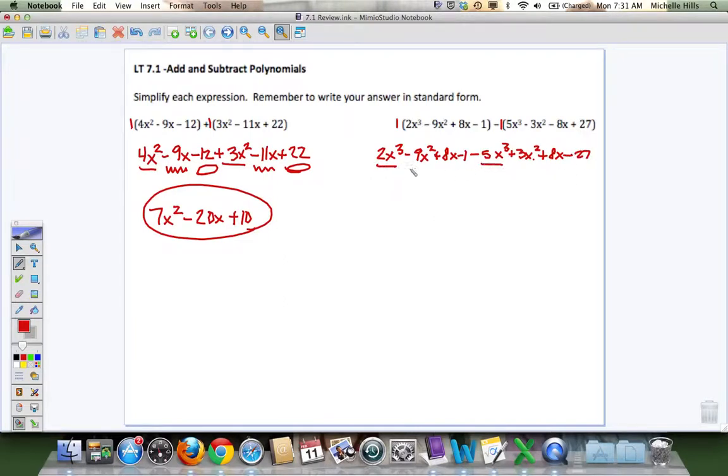My x cubed terms, my x squared terms, my x terms, and my constants. So my x cubed, 2x cubed minus 5x cubed is negative 3x cubed. A negative 9x squared plus a 3x squared is negative 6x squared, so I write minus 6x squared. A positive 8x plus another 8x gives me a plus 16x. And last is my constants, negative 1 minus 27, negative 28, so I write that as minus 28.